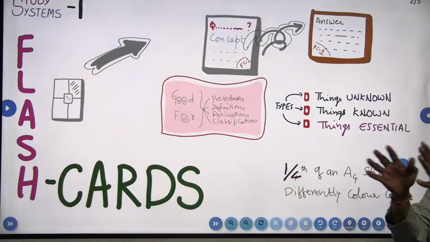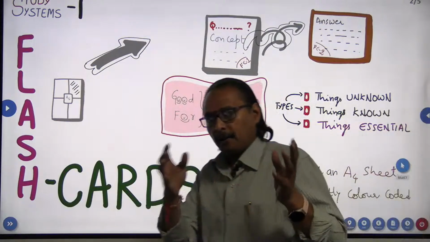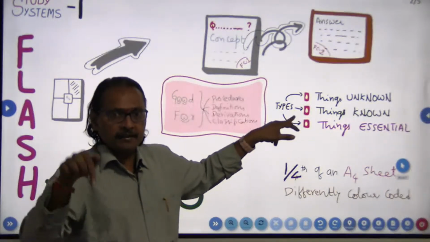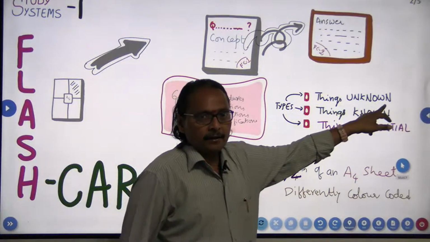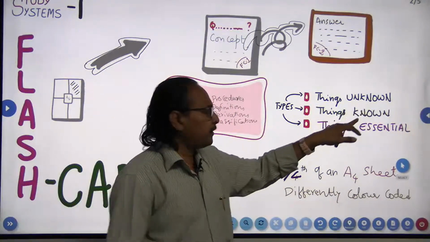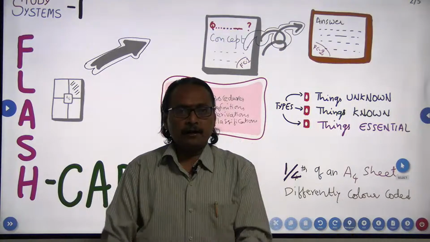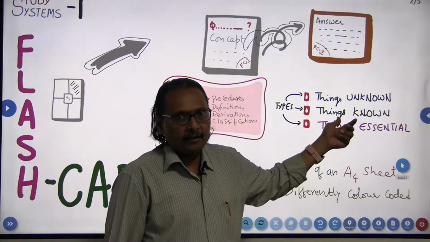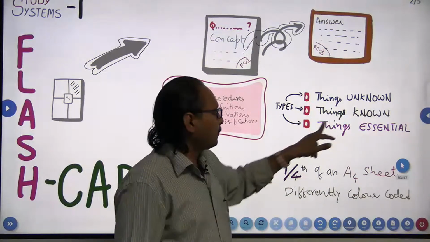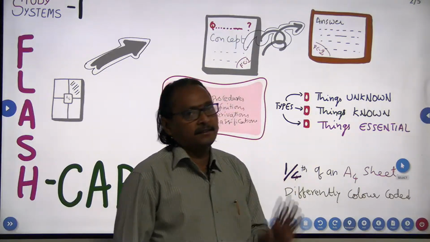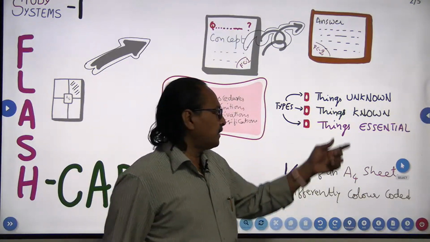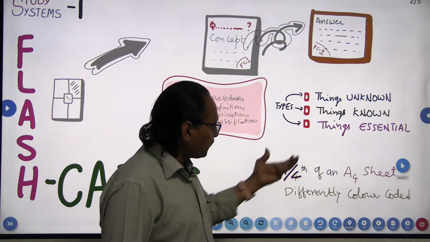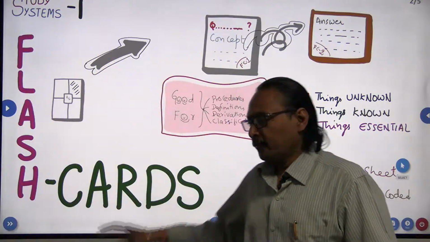After making your own flashcards, you can divide them into three segments within the same topic itself. Things unknown, which you have not yet known; things known, which you have already known; and finally things essential. You can see how I color coded. You can even find that difference here. Things unknown, things known, and things essential. Sometimes things essential can incorporate both the first and second. You can have both. So that is how you are going to do these flashcards.